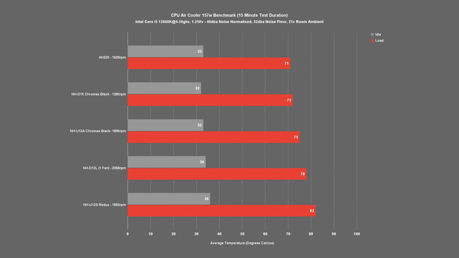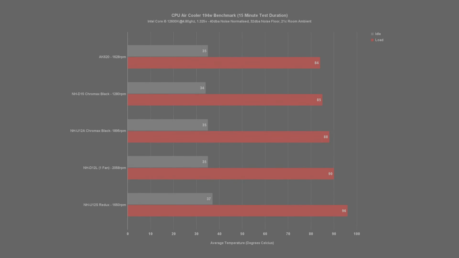Moving on to our 150 watt load test, again the AK620 takes the lead with an average idle temperature of 33°C and a low temperature of 71°C. The NHD15 retains the lead when it comes to its idle temperatures, but again the AK620 has overtaken it under load by a small margin. Finally, looking at our 200 watt load testing, the AK620 comes out with an average idle temperature of 35°C, which the NHD15 again leads in, but the AK620 takes the top spot under load, with an average temperature of 84°C.